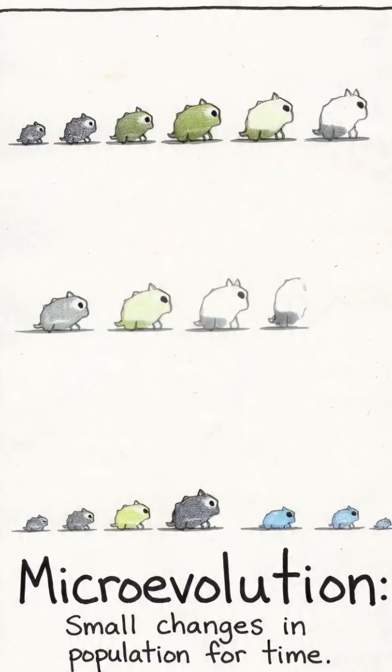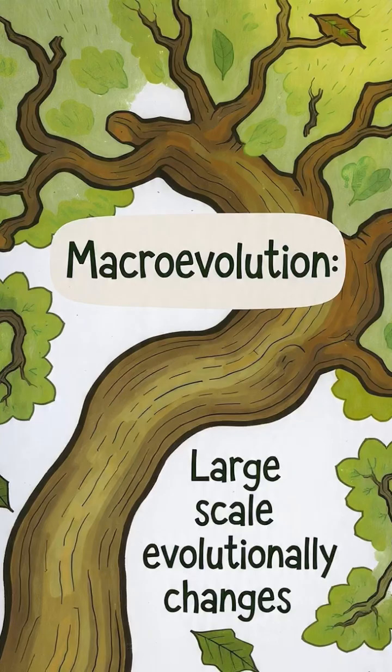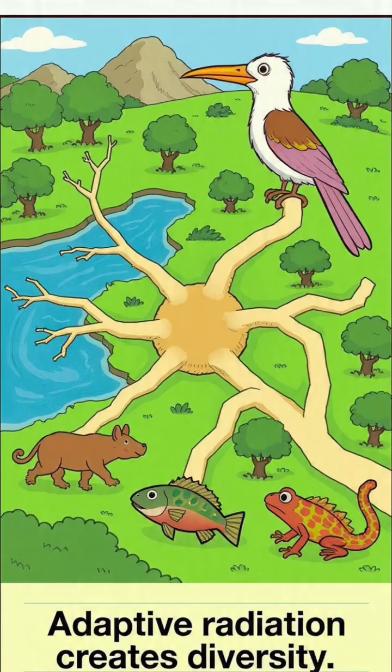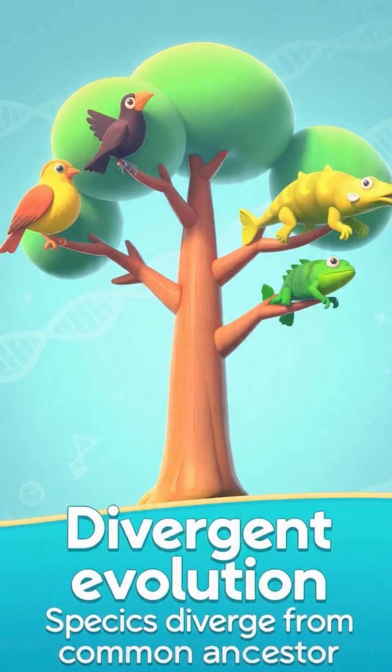A tree of life shows branching species. Macroevolution explains large-scale changes over geological timescales. Adaptive radiation occurs when a single species evolves into multiple species in response to different ecological niches. This increases biodiversity. Convergent evolution occurs when unrelated species develop similar traits.